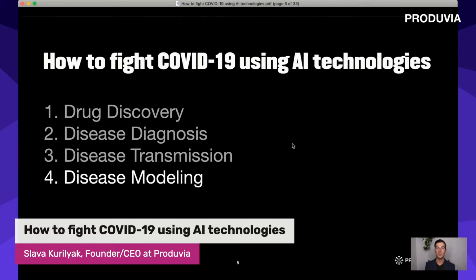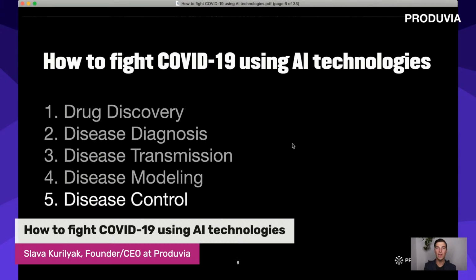The next use case is disease modeling. Here we're aiming to solve the question of how can we better understand disease? How can we model it? Or in other words, how can we simulate the disease over time? If we can better simulate the disease, then we can better understand what will happen in real life. And this is the fourth use case of how you would apply AI technology to fight COVID.